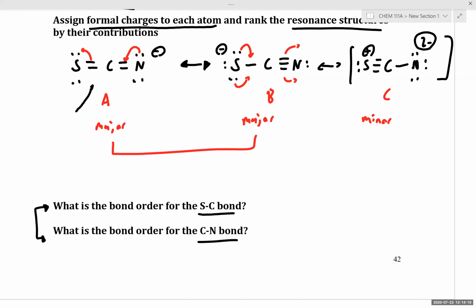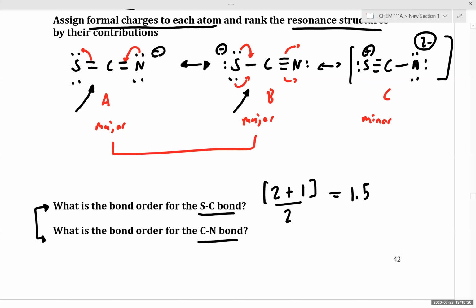What is the sulfur carbon bond order in our first major contributor? Just looking at this major structure A, what is the sulfur carbon bond order in structure A? Two, yep. Okay, what is the sulfur carbon bond order in structure B? One, so two plus one. And now we're going to take the average bond order only from our major resonance contributors, and then divide by our number of major structures. And that gives us a bond order of 1.5.